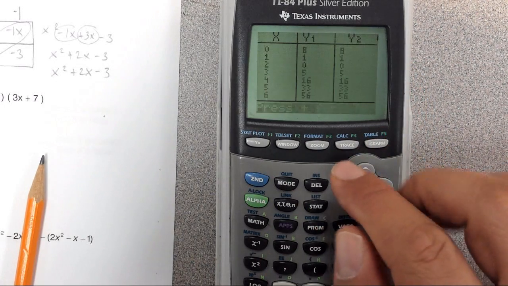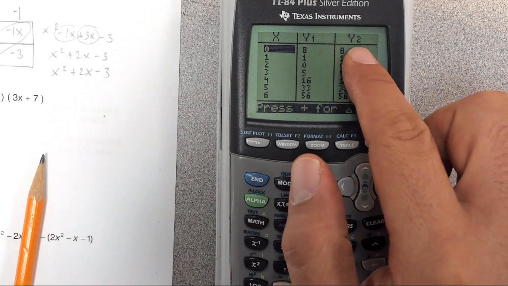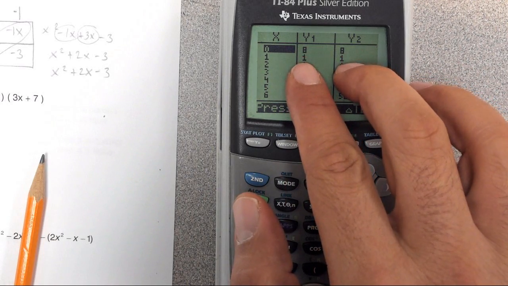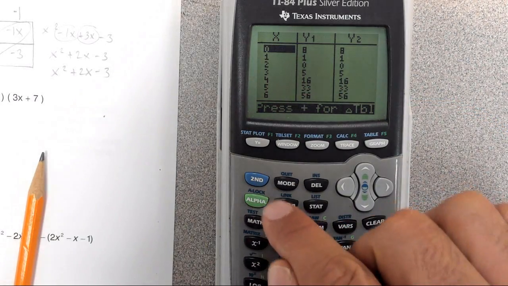And then we go to the table. And we're not looking at x. We're looking at the first y and at the second y. And all the numbers should be the same. And they are. This is the correct answer.